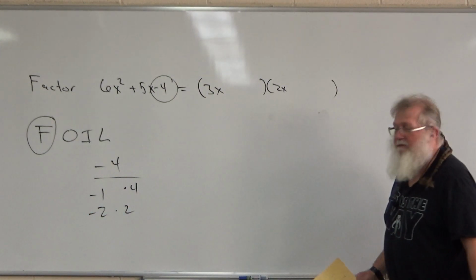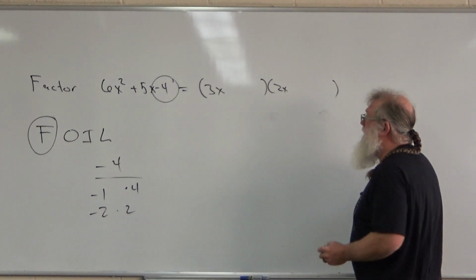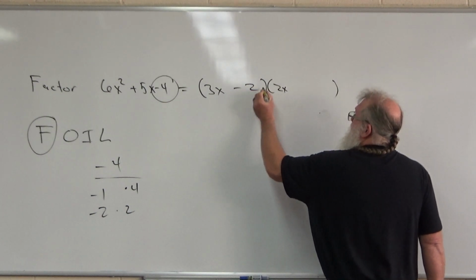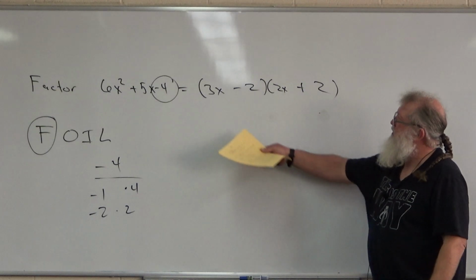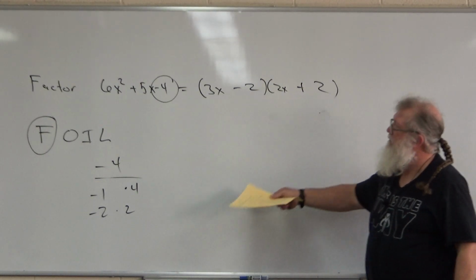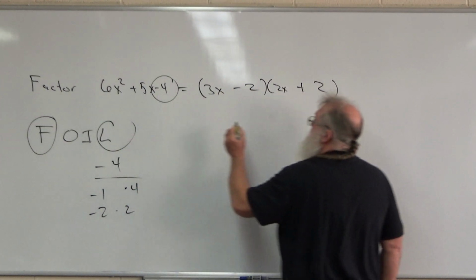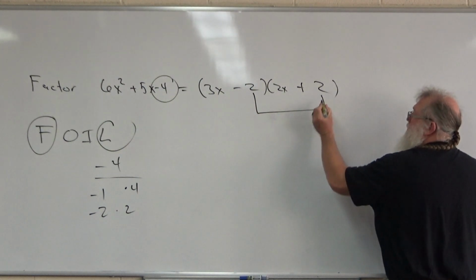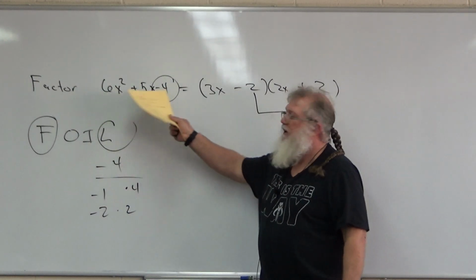And then sometimes we just try and see what happens. That's why this method is sometimes called a trial and error method. So maybe I put a negative 2 here and a positive 2 here. I know first times first is 6x squared, and last times last, negative 2 times 2, is negative 4. No problem. We got our 6x squared and our negative 4.